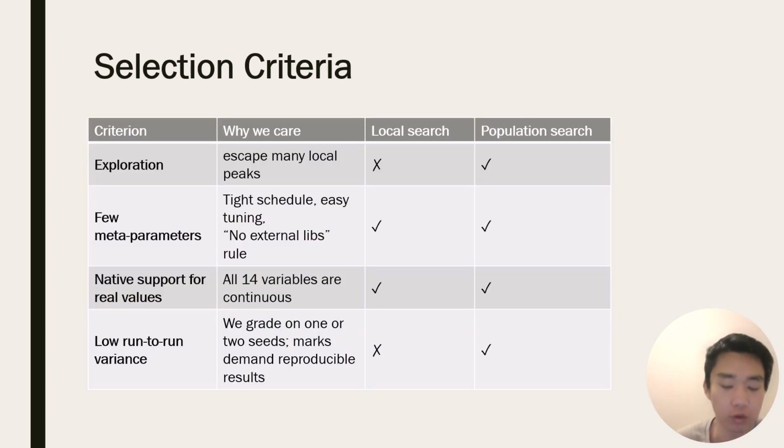So we have 4 criteria here. Firstly, exploration: it can escape many local peaks. Secondly, we only want a few meta parameters. Thirdly, we hope it can natively support real values. And finally, because we will only be graded on 1 or 2 seeds, we want it to have low variance. So based on these criteria, population-based search just emerged.